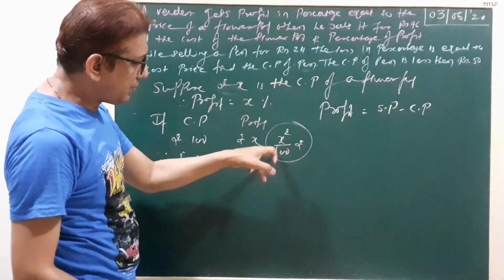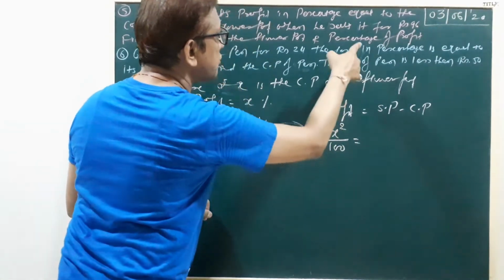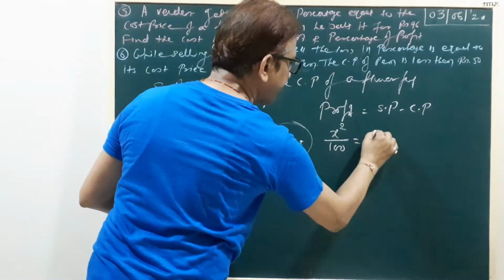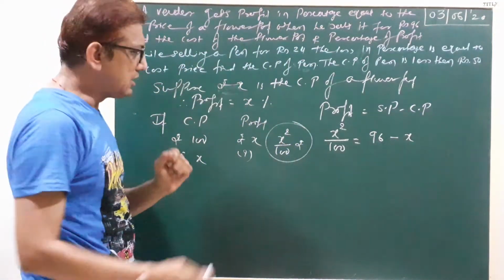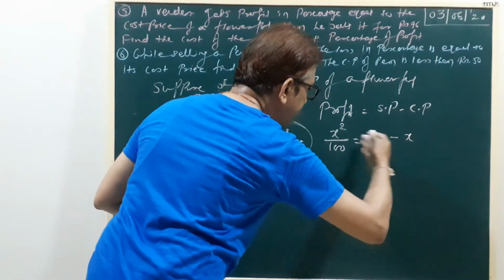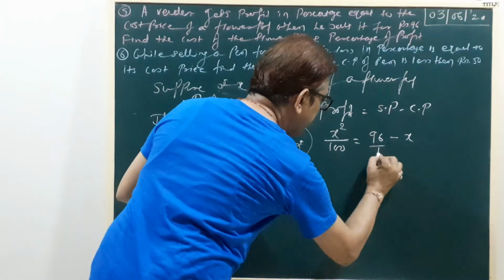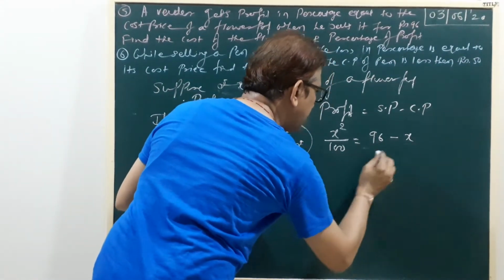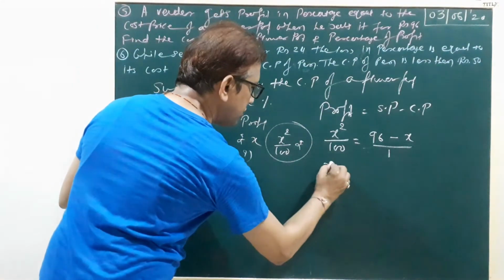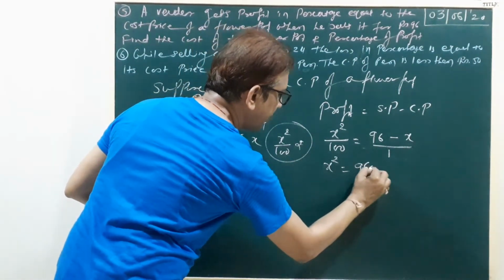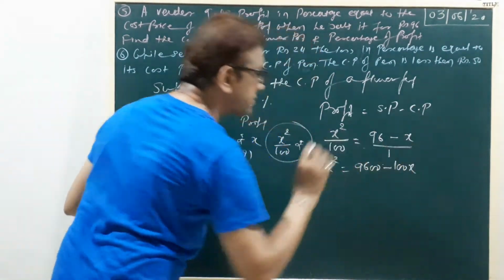So, profit in rupees is here, X square upon 100. Selling price is already given here, 96, minus CP, which we suppose is X. So all the units are the same: rupees, rupees and rupees. Clear? Now, here one and here one. Otherwise, cross whole denominator 1. Now, cross multiplication. So, X square equal to 9600, 96 into 100 minus 100x.